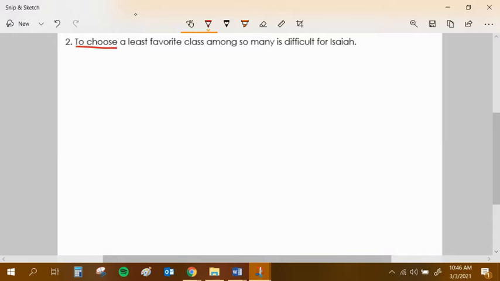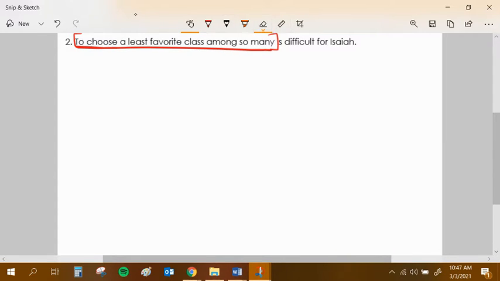And I also recognize that it's actually part of a bigger phrase. So I just want to hear where it ends. And if you read it, your grammar ear kicks in and says, I can hear where this thing ends. To choose a least favorite class among so many is difficult for Isaiah. So here is the end of this phrase.